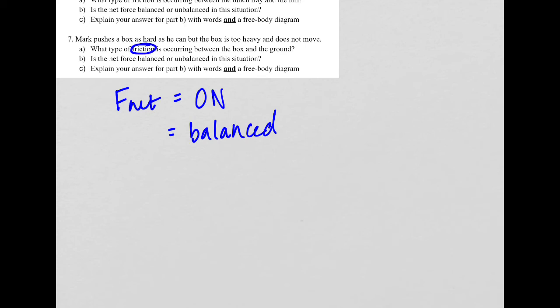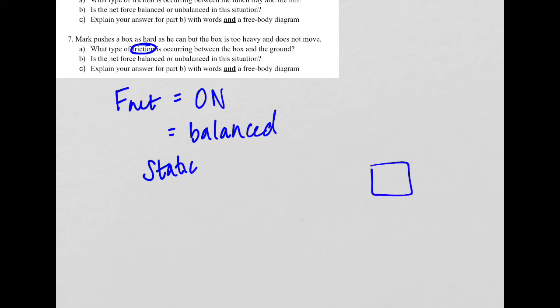It says, Mark pushes a box as hard as he can, but the box is too heavy and does not move. What type of friction is occurring between the box and the ground? Well, the net force on the box, F net on the box, equals 0 because there's no movement. This is balanced. Remember that when we have a 0 net force, the type of friction that is occurring is static friction. Static with 2 C's, cool.